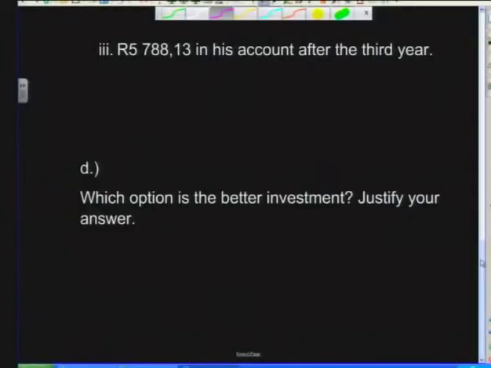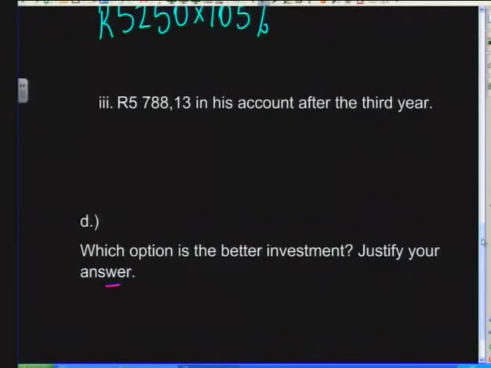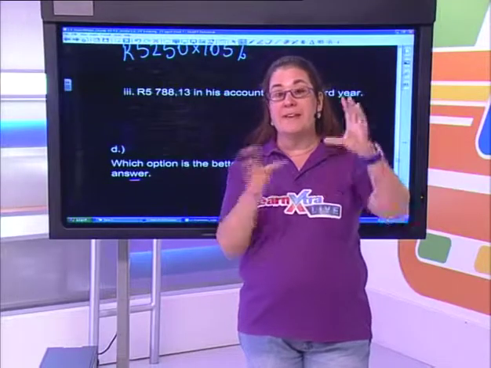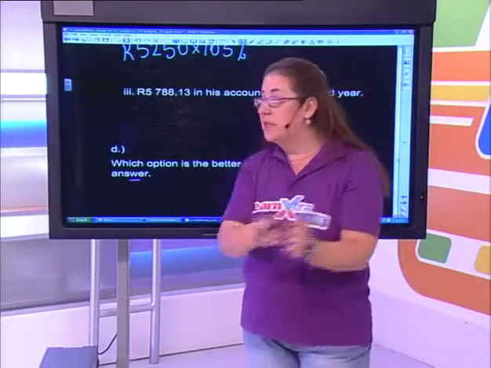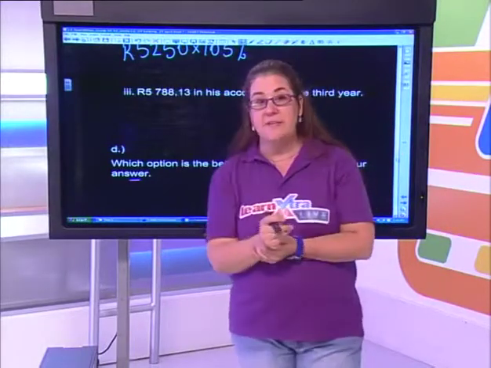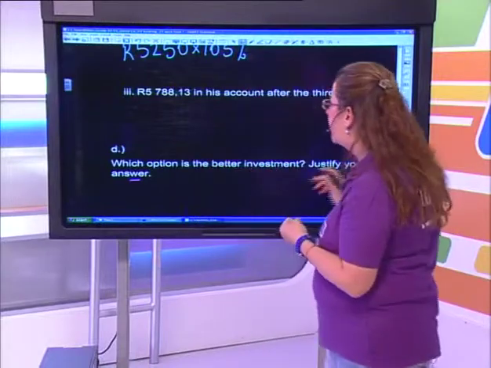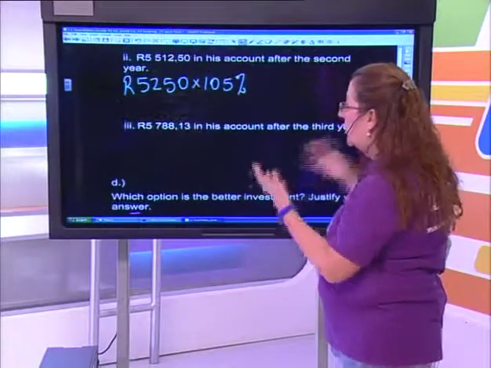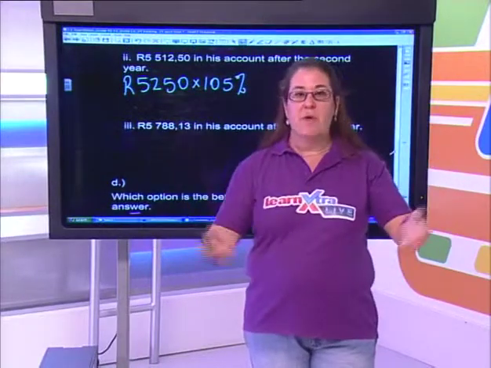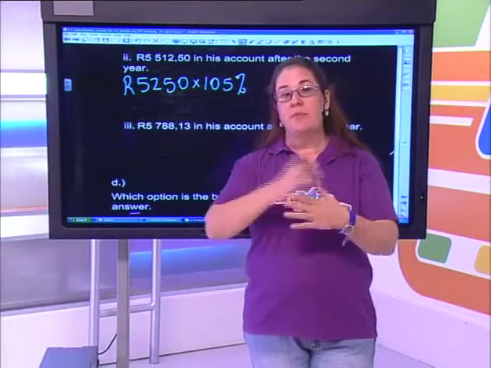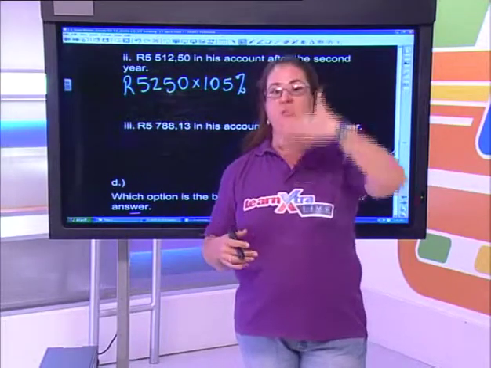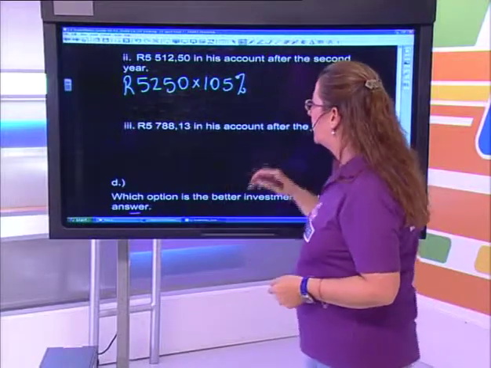And then, which option is the better investment? Justify your answer. Well, quite clearly, at the end of the 3 years, he had 5,900 with the first account. This account, he's got 5,788. So which one is better? You answer that by saying which is the higher amount, because he's investing his money. But remember that with the second one, it's going to carry on increasing at quite a drastic rate.